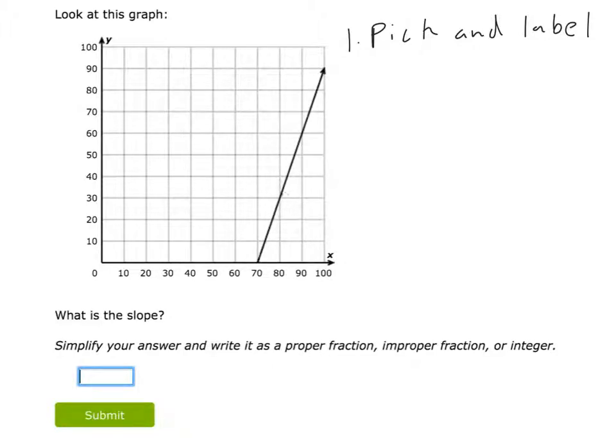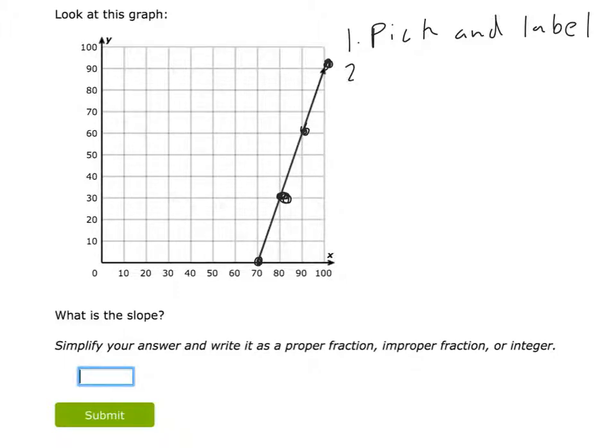We can use, back at the 70, we can use here at 80 and 30. We can use 90 and 60. And we could also use 190. Alright, so there we go, we picked and labeled.